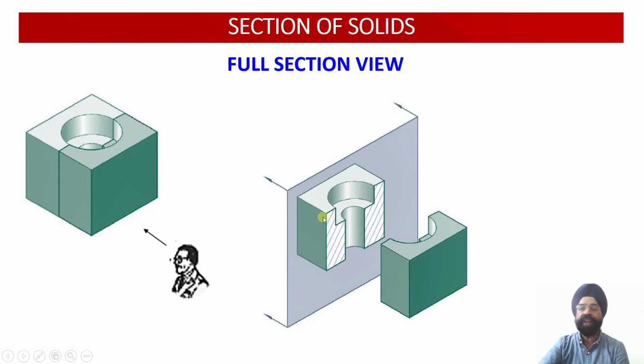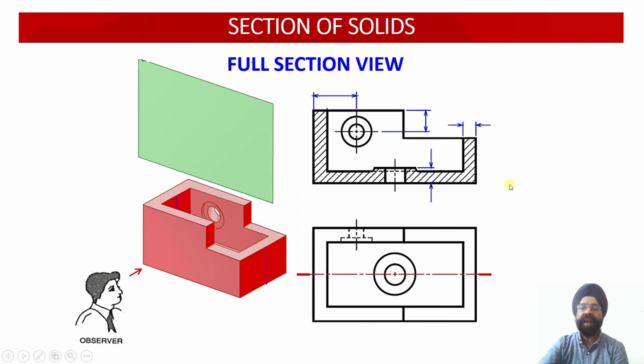Usually we carry out sectioning to have a better understanding of the internal details of objects which are otherwise not visible clearly in the orthographic views, because they are usually drawn with the help of hidden lines. Similarly, you see another example of the full section view.